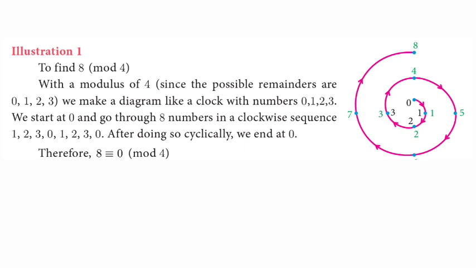0, 1, 2, 3. The numbers are repeated. We start at 0, go through 8 numbers in clockwise sequence. 1, 2, 3, 0, 1, 2, 3, 0. After doing so cyclically, we end at 0. Therefore, 8 congruent 0 mod 4.